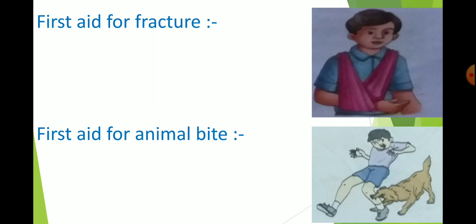What is the meaning of a sling? A sling is a triangular piece of cloth. It is used to support the broken hand. So this is the first aid for fracture.